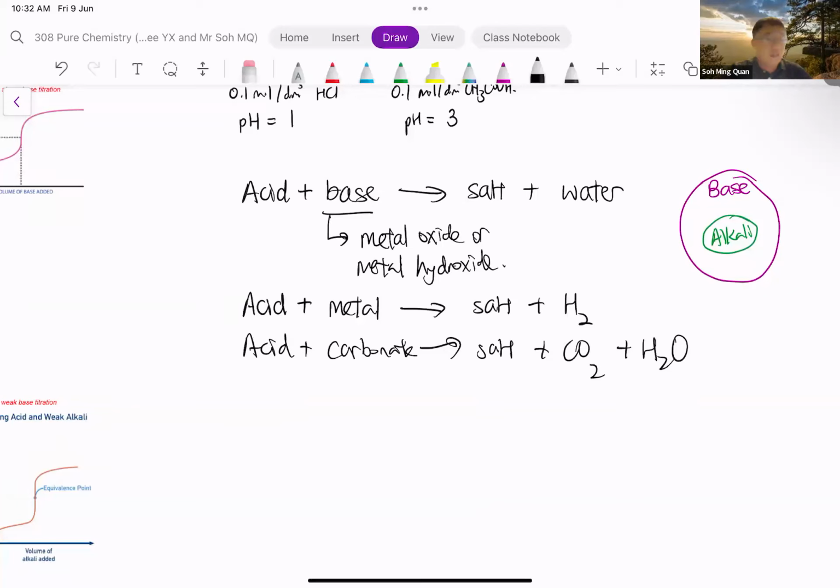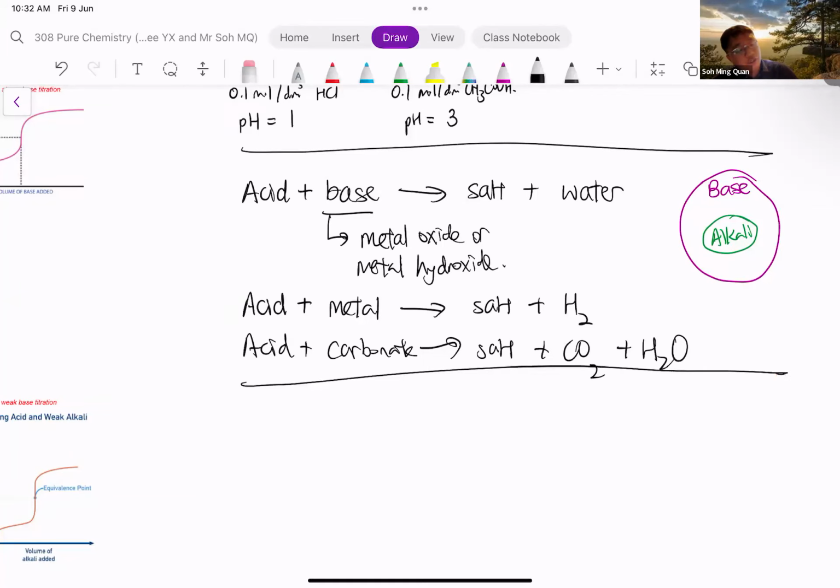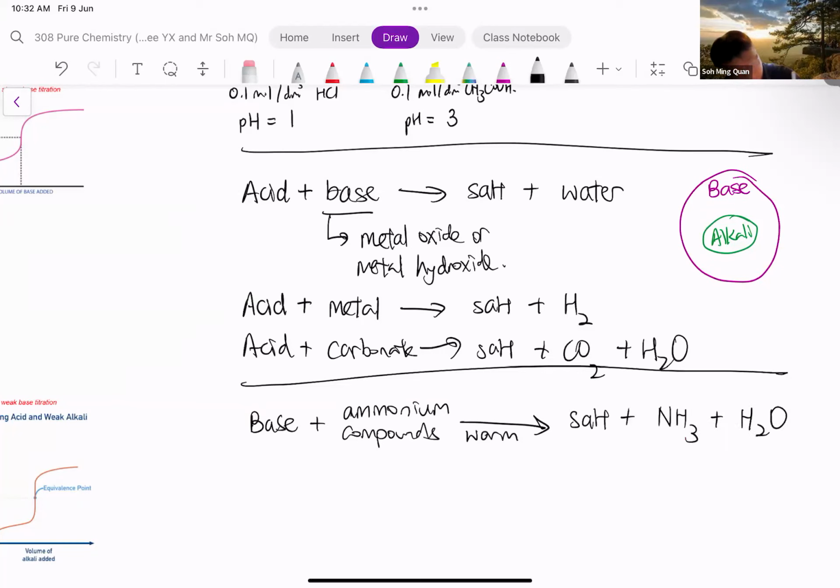Okay, so now after the reactions of acids, we should know the reactions of bases. Bases react with acids, obviously. That's the first one. But besides that, bases can react with ammonium compounds. If you warm a base with an ammonium compound, it produces a salt, ammonia gas, and water. All right? So that's how you produce ammonia gas, when bases react with ammonium compounds. Now, this is a quick revision of all the reactions.